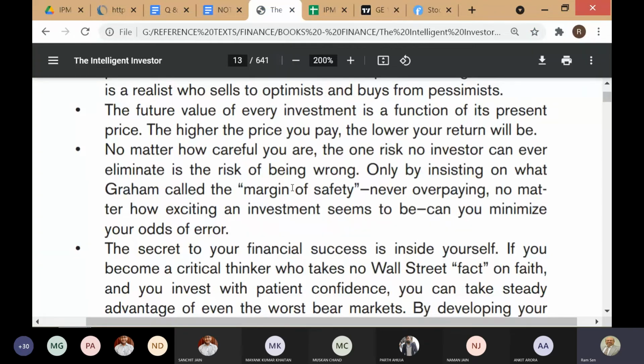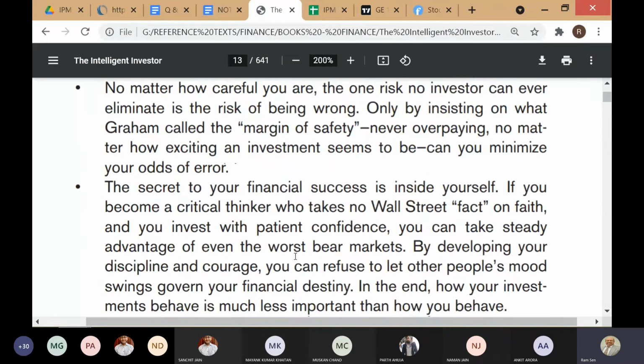Okay? So it's basically related to the earlier point that the higher you pay, the lower the return. So therefore, go for a high margin of safety. So you'll be familiar with this term because many people use this term in the industry. Okay.